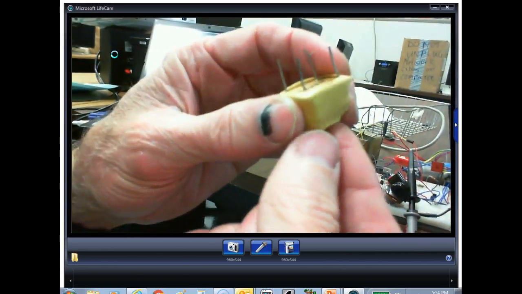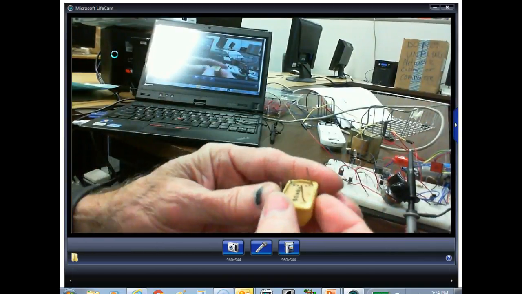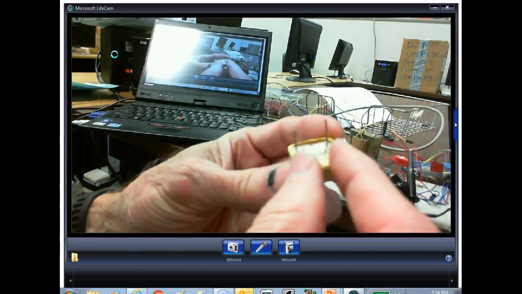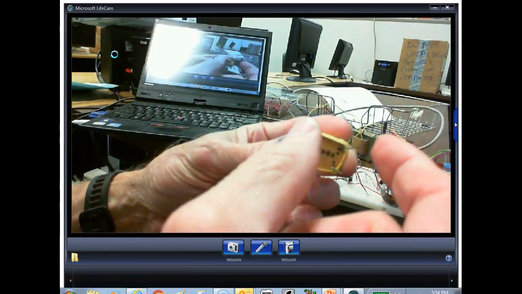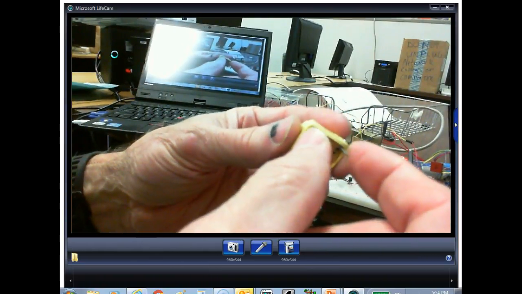So this is one right here. And what it does is, 1 and 2, this is where we would put our firing circuit, and then 3 and 4 is where we would put our SCR.